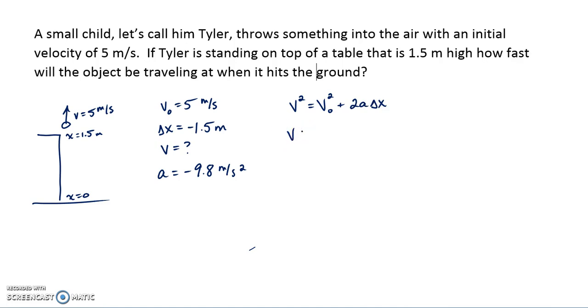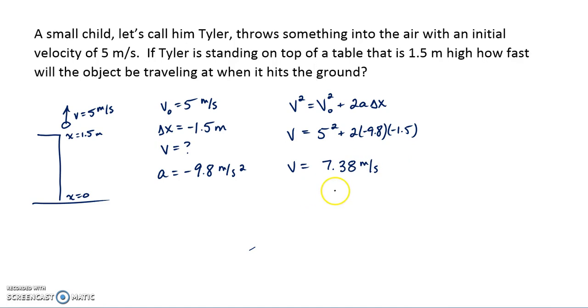So now it's a matter of just bringing things in where they belong. I don't know what that velocity is. My initial velocity is 5. Square it. 2 times negative 9.8, and then my displacement is negative 1.5. Solve for v, and I use my computer, and survey says we get 7.38 meters per second. That's what my calculator told me.